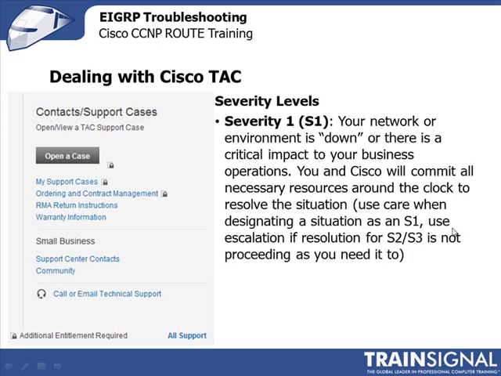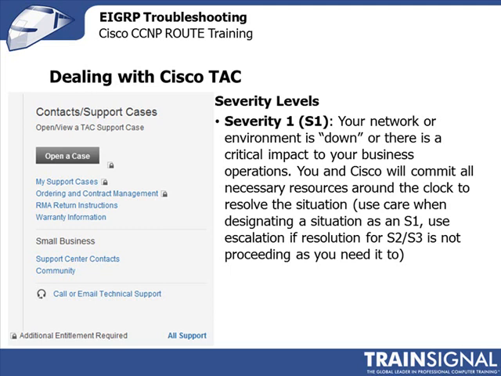Now a little bit about severity levels. There are several levels of severity. They all have different meanings, and it's important to understand what they mean in relation to TAC cases. The first is severity 1, or S1. This means that your network or environment is hard down, and there's a critical impact to your business operations. You will commit whatever resources are necessary around the clock in order to get the situation resolved. In addition, Cisco will pledge to do the same.